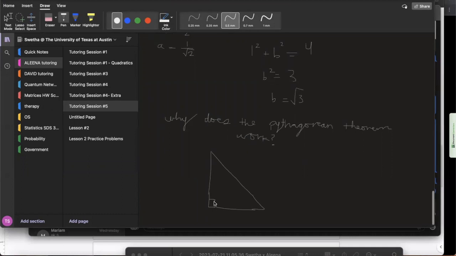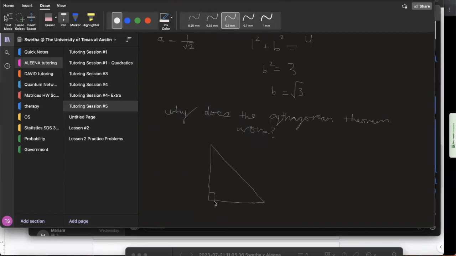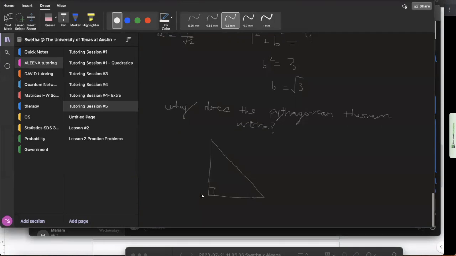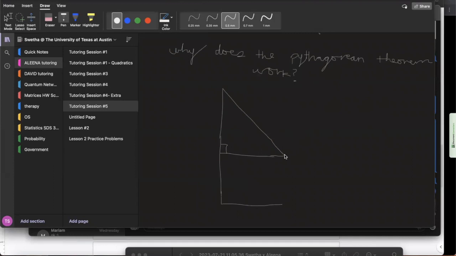Okay, one thing that I found is, let me do this really quick. What I found online is to draw squares for each of these sides. So this is the square of A, and then there's a square on each side of the triangle. I think that's where a squared plus b squared equals c squared comes from, because you're finding the ratios of the areas of the squares for all of these sides.